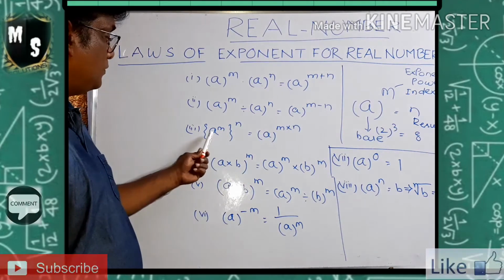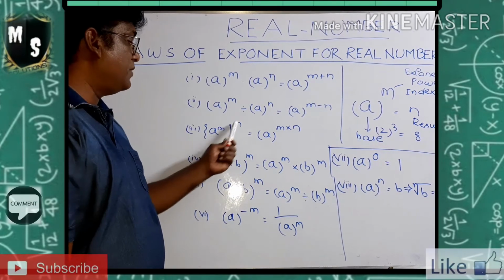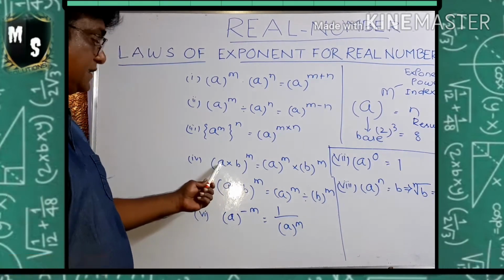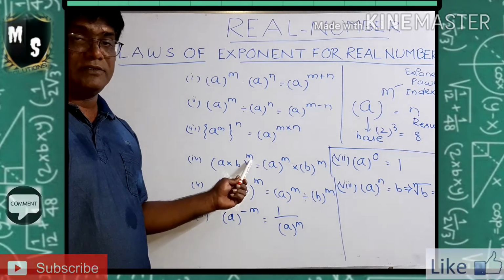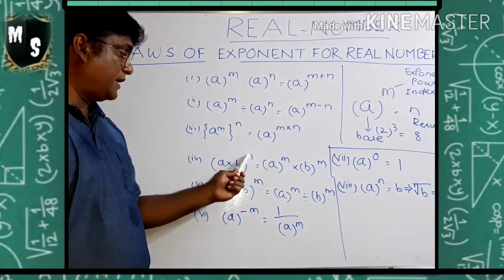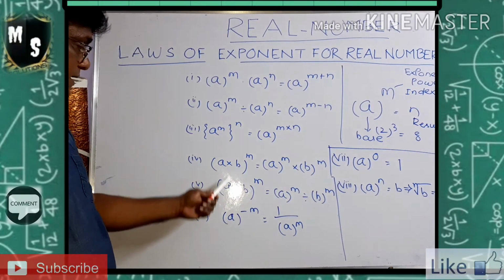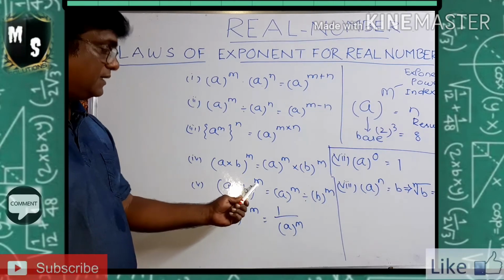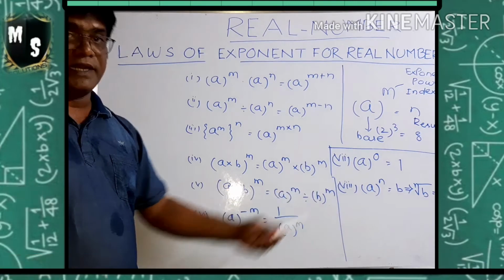Now one base is there and two different powers, so they can be multiplied: a to the power m into n. Now two different bases, a and b, and one power, that we can write as a to the power m into b to the power m. Again, if it is divided, different bases and the same power, we can write a to the power m divided by b to the power m.